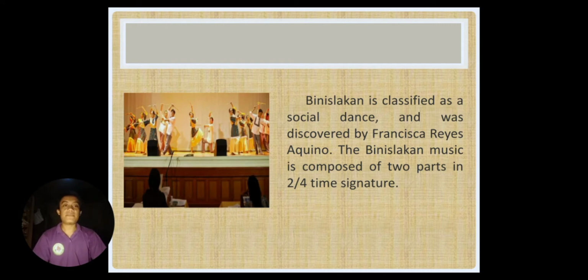Binislakan is also classified as a social dance, and it was discovered by Francisca Reyes Aquino. The music of the Binislakan is composed of two parts, in 2/4 time signature.